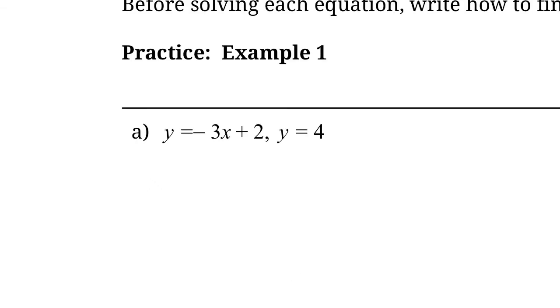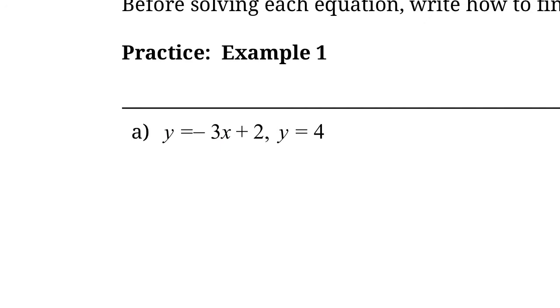So in our first question, we've got two equations given to us and we need to solve. One equation is y equals negative 3x plus 2, and our second equation is simply y equals 4. The reason they have given this to us is because if we were just to focus on the first equation, y equals negative 3x plus 2, you actually have two different variables. You have two unknowns, an x and a y.